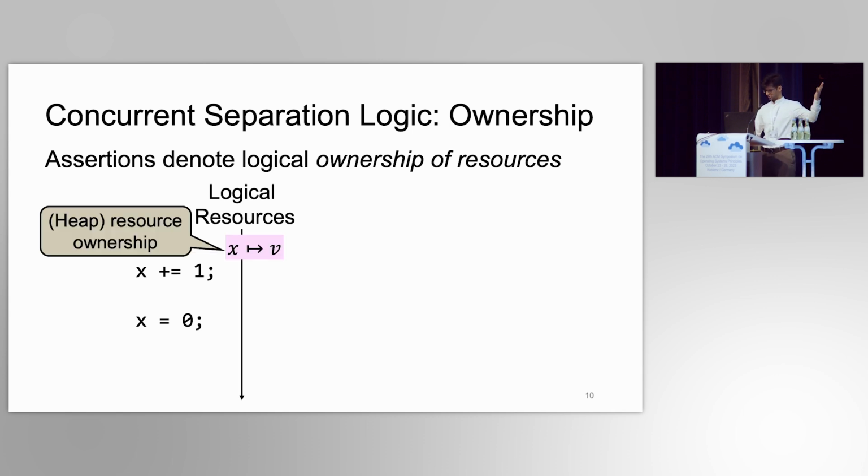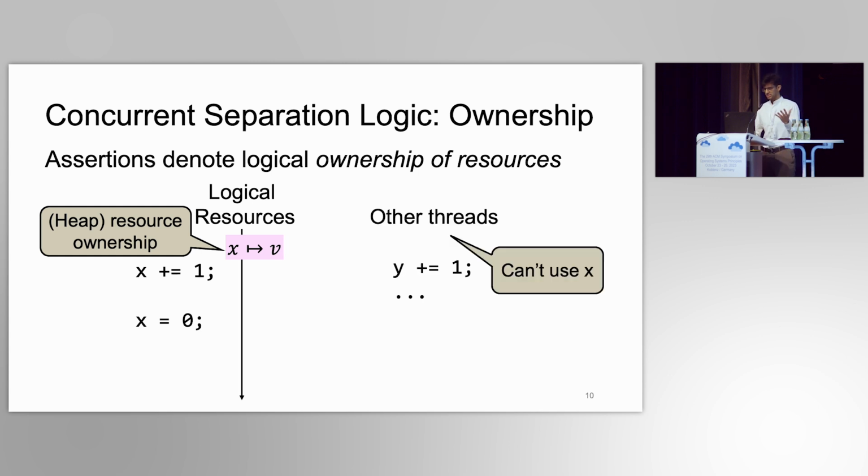The relevant resource for this piece of code is a heap resource, x points to v, which represents the fact that address x currently has value v on the heap and denotes ownership of address x. And what ownership really means is that no other threads can simultaneously own this address x, and as a result, can't access or modify x at all.